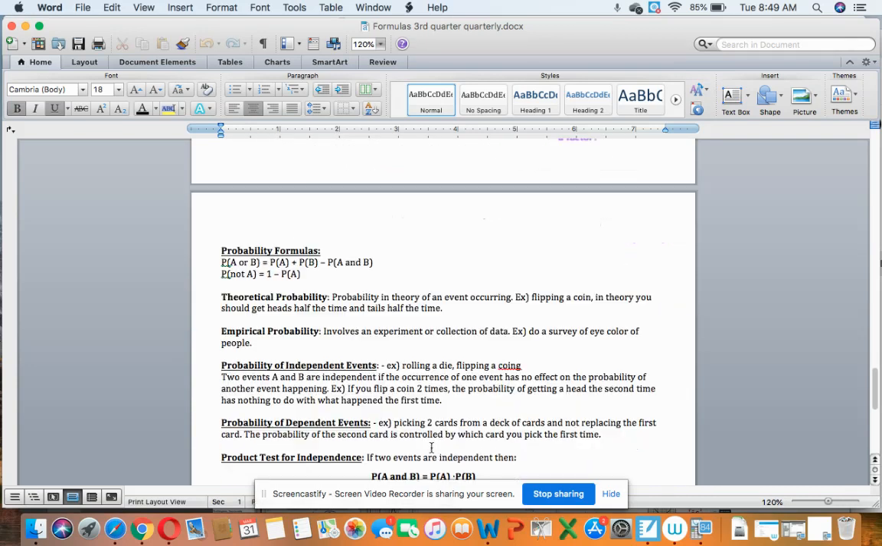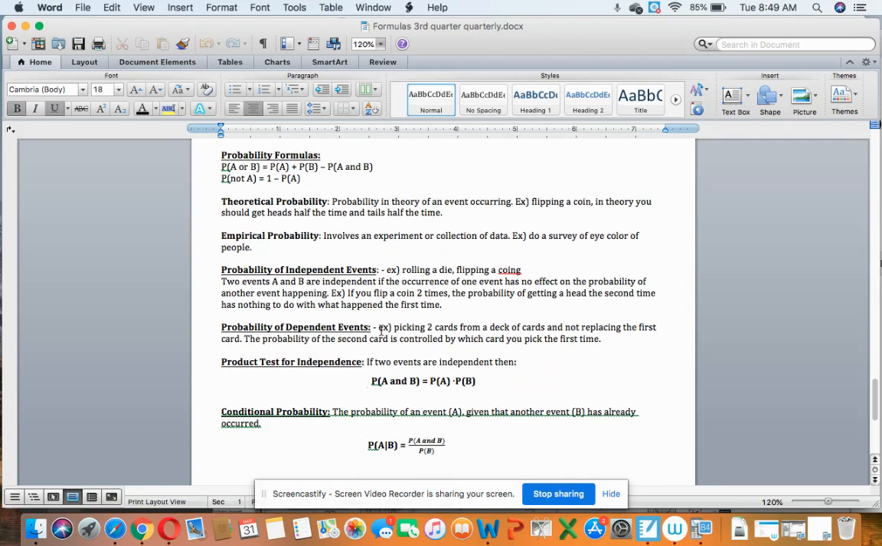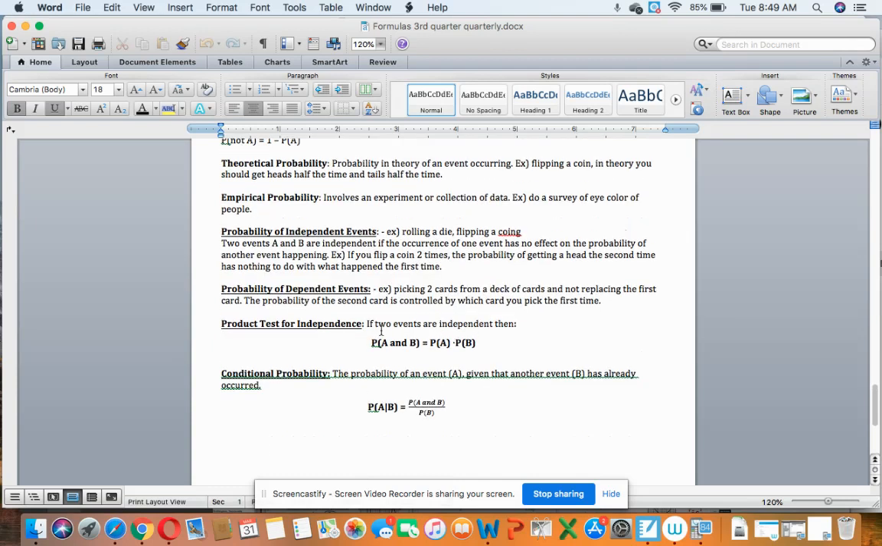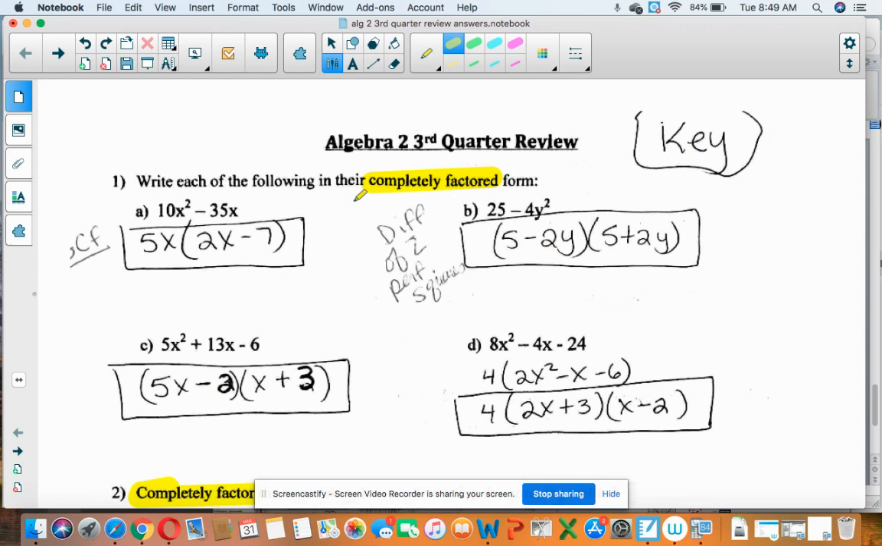All right, and then our probability formulas. I didn't put any probability practice on the review sheet because we just finished that, but here are your formulas just to have them as reference. And there's probably just 2 questions on probability on your Delta Math that you're going to do. All right, so here we go. Just a quick little explanation of these answers.